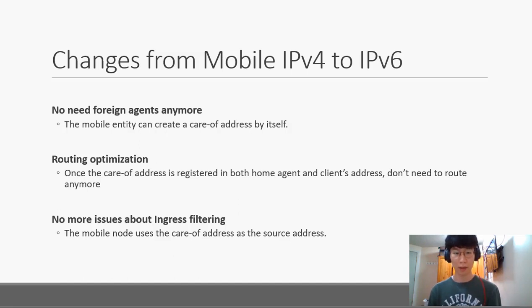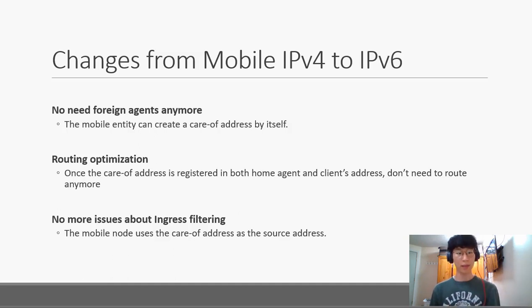Second, routing optimization. In IP version 4, when client nodes want to contact the host node again, it always needed to communicate with the home agent, which is the triangle routing problem. But in IP version 6, except for the first time, once the care-of address got registered in both the home agent and the client's address, it doesn't need to go through the home agent again and again.